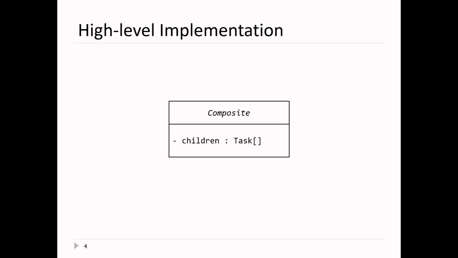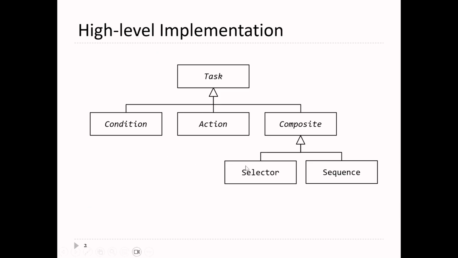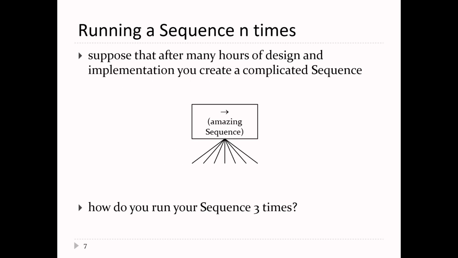Okay, so conceptually that's pretty straightforward. And so you can actually get pretty far just using a design like this. You can get surprisingly far. But eventually you'll realize that there are other things you want to do that you can't capture with this simple model here. So for example, you spend a lot of time designing and implementing some really complicated sequence or selection. So you build a subtree in your tree, and you end up with some amazing sequence here. And now you decide, look, I want to run this thing 3 times. So how do I do this now? So how do I run something n times, or 3 times in this case?